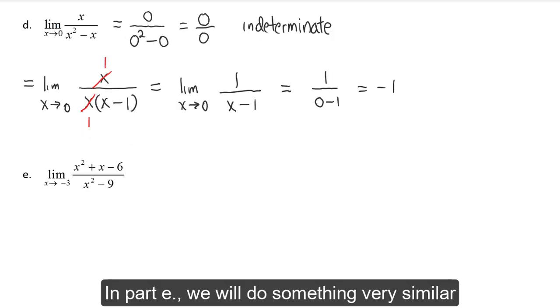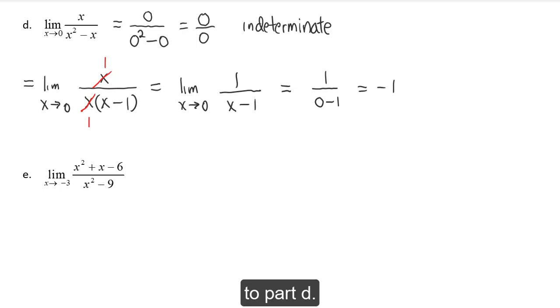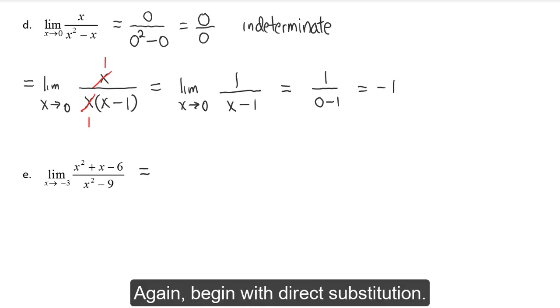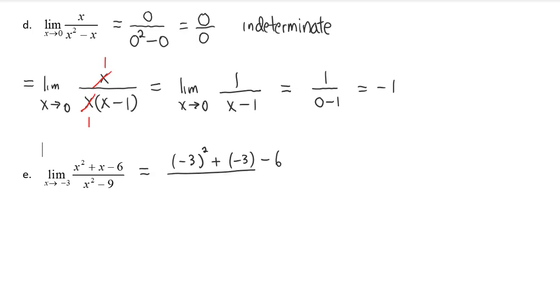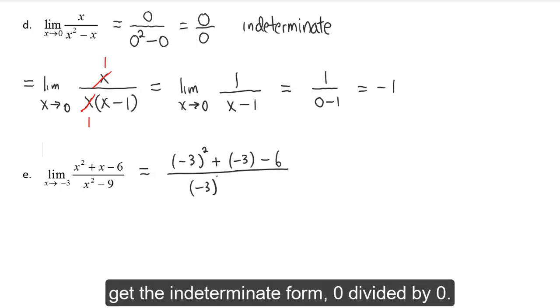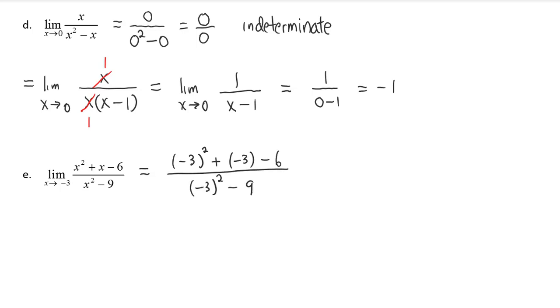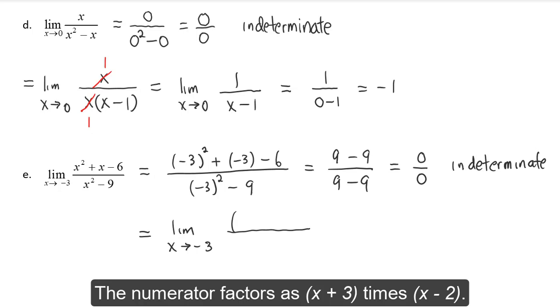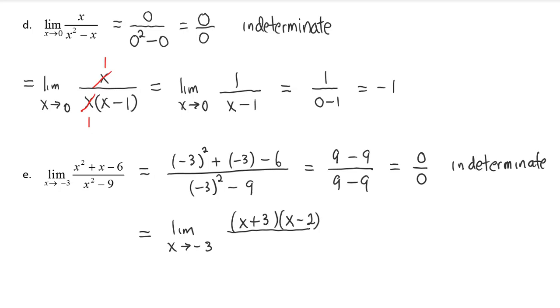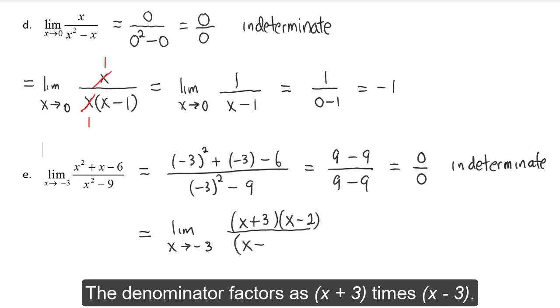In part E, we will do something very similar to part D. Again, begin with direct substitution. As we will see shortly, we will again get the indeterminate form 0 divided by 0. So let's use some algebra. Factoring again. The numerator factors as x plus 3 times x minus 2. The denominator factors as x plus 3 times x minus 3.